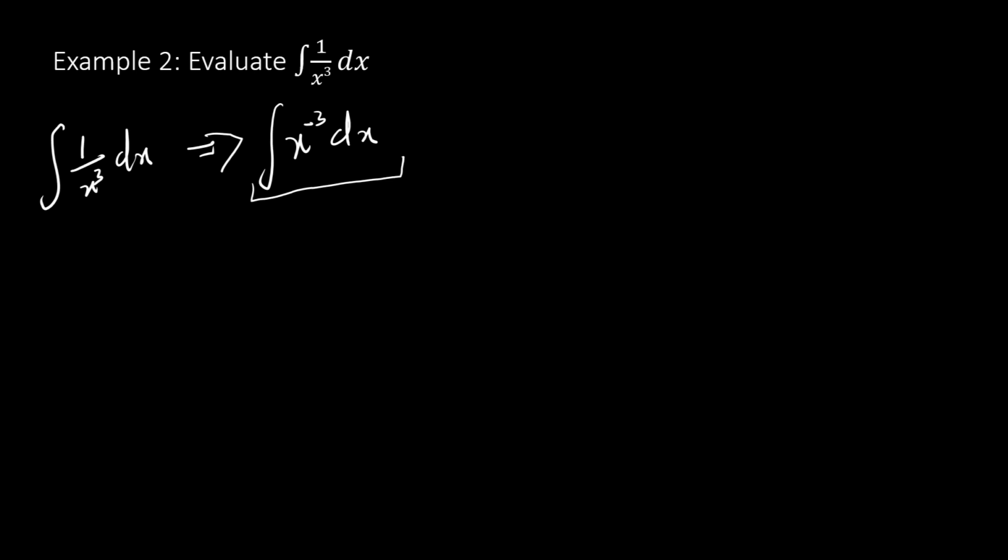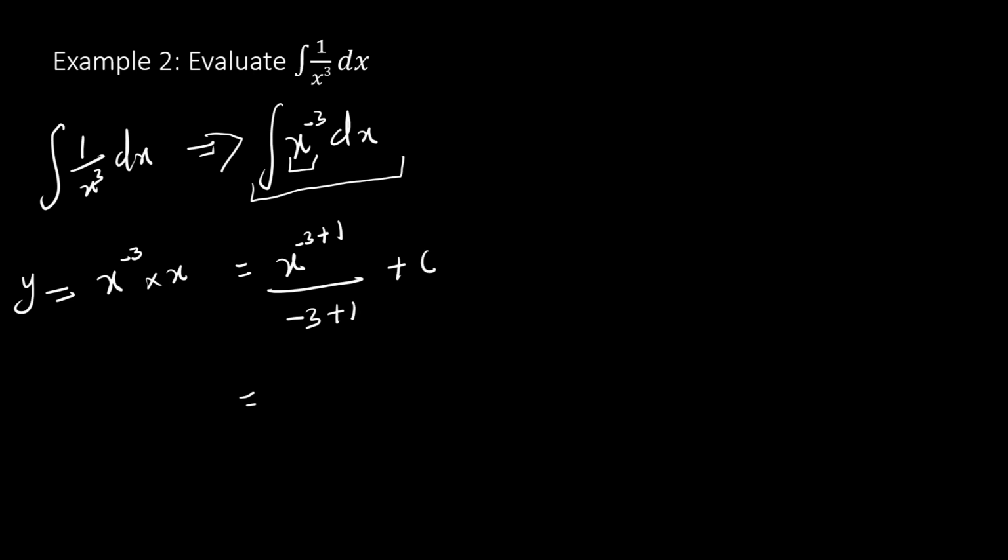And as I told you in the previous question, just assume we are multiplying x to the power of negative 3 by x. So we are going to have y equal to x to the power of negative 3 times x, and this equals x to the power of negative 3 plus 1. This is coming from indices: whatever you have as the power, you bring it here, minus 3 plus 1, plus c, and this equals x to the power of negative 2 over negative 2 plus c.